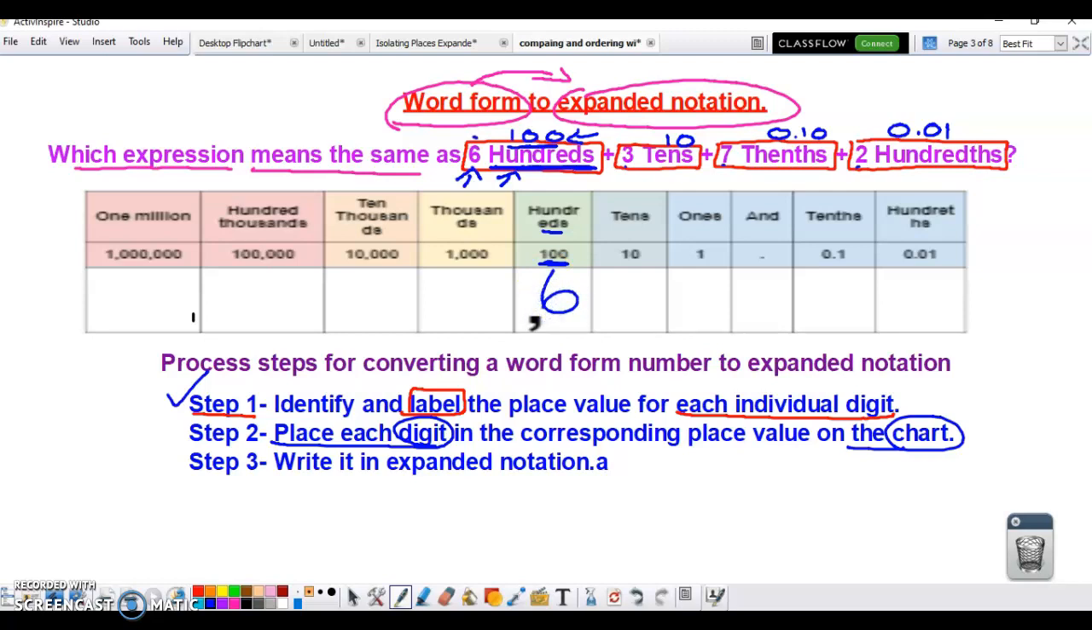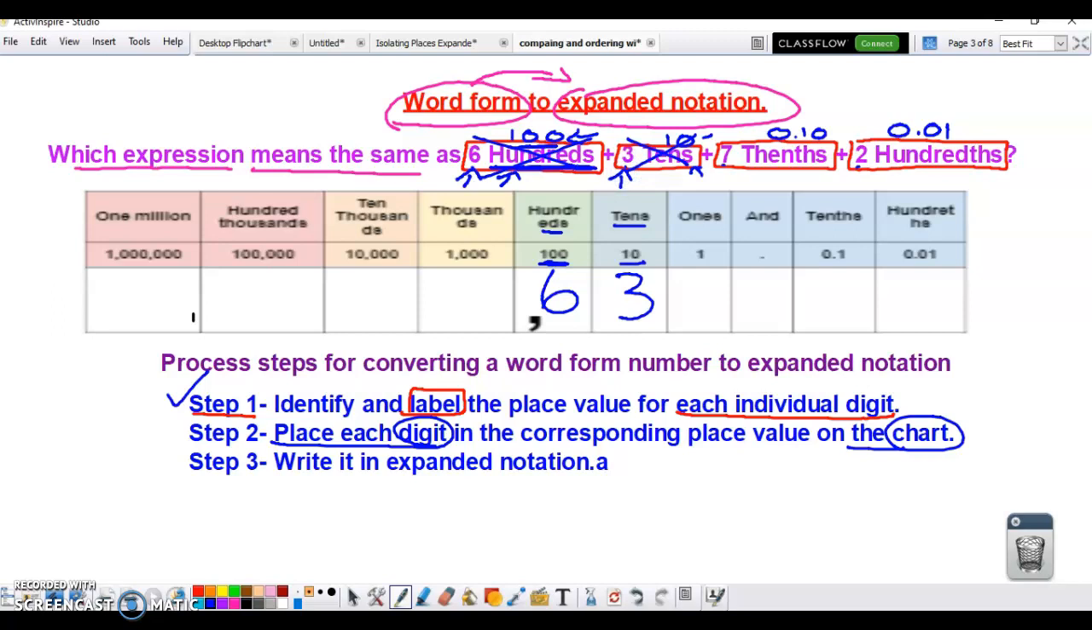So I'm finished with the 600s. I'm going to move on with the 3/10s. And again, there's 2 clues, the 10 and word form, which is here and here. And it's a 3 that belongs in that particular value. Moving on to the next one, I need 7/10.